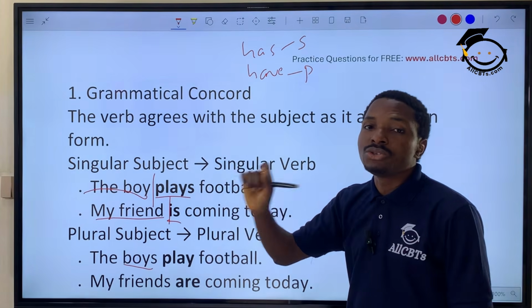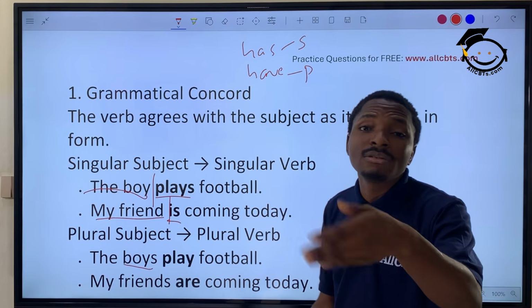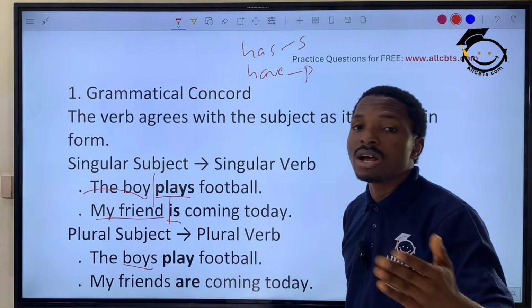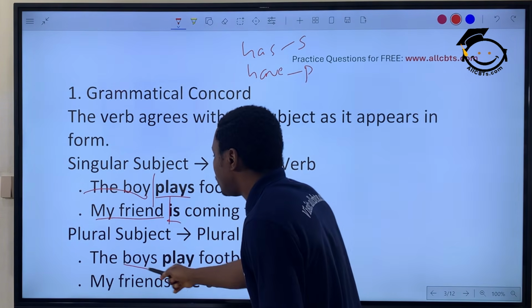When you understand these English rules, you are fixed for life. I mean, you just keep navigating English without having troubles or problems. So the boys, plural, play.